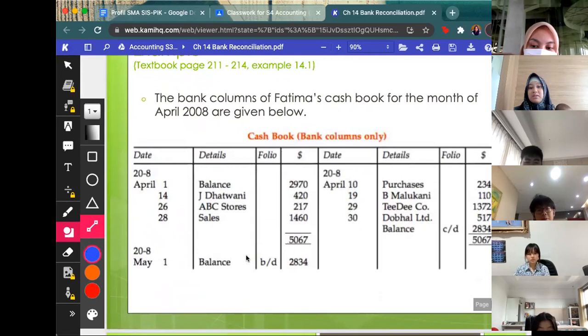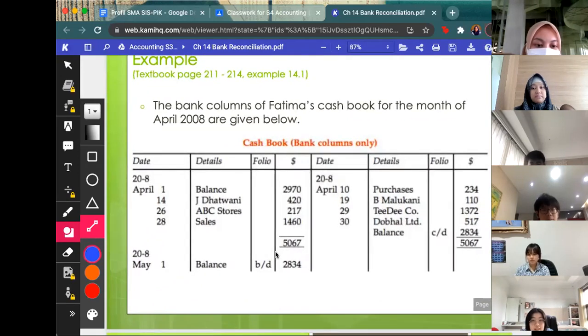By the way, up until what time is our class? 12.20. Okay. Next, the example is taken from the textbook, page 211. Example 14.1. Sorry.